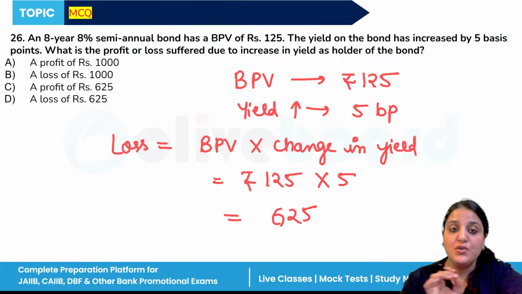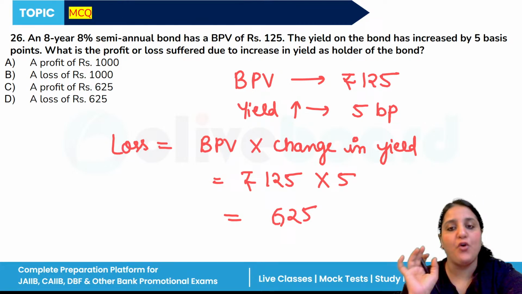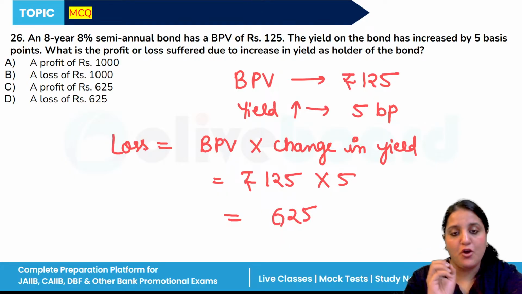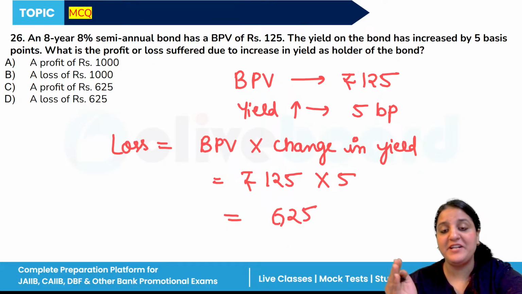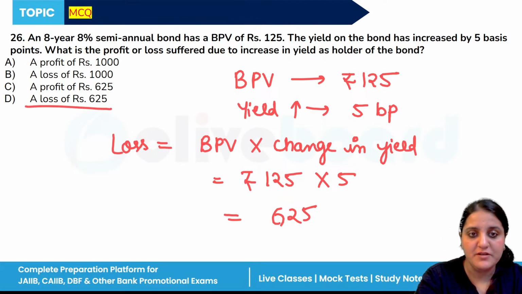right? So since yield is increased, bond price falls here. So there is a loss of 625. Holding a bond with 1 lakh after a 5 basis point yield increase, you lose rupees 625. So the correct answer is option D here.